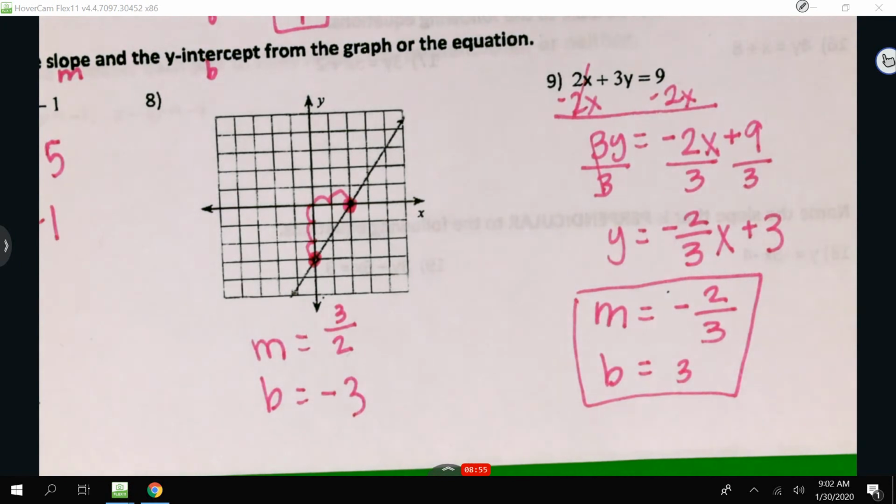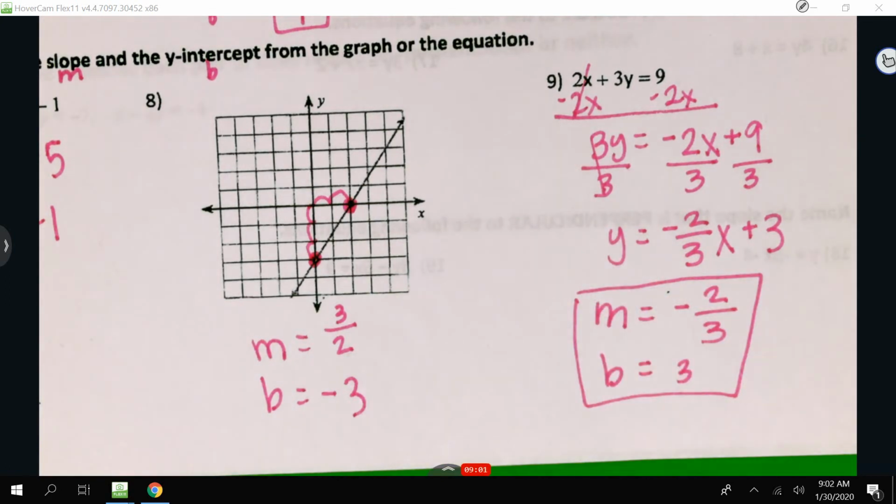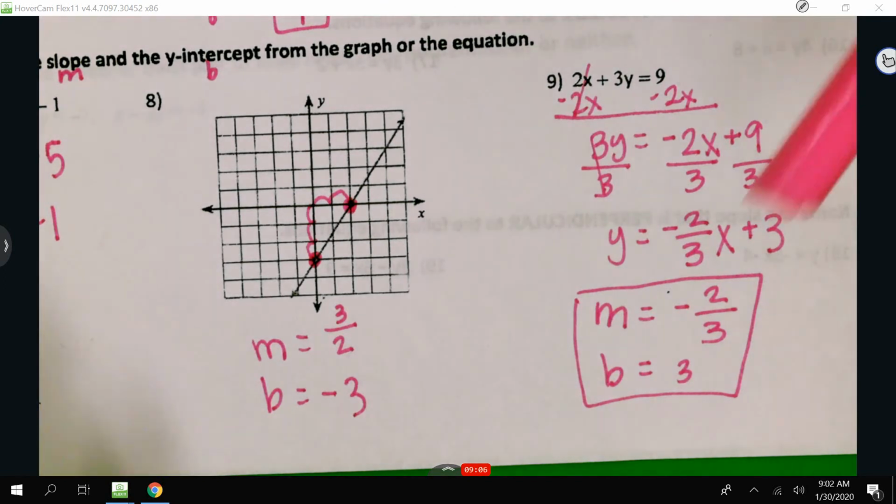And again, like last test, I'm going to give you an answer form. So on number 7 through 9, it should say m equals blank, b equals blank, so that you don't give me an equation. Questions on that first page?